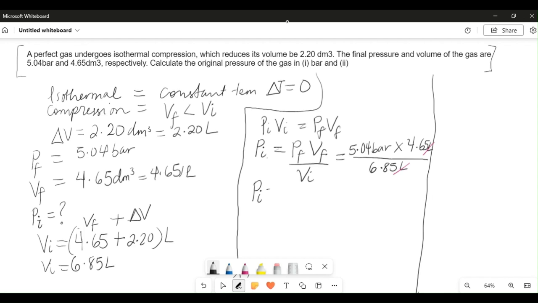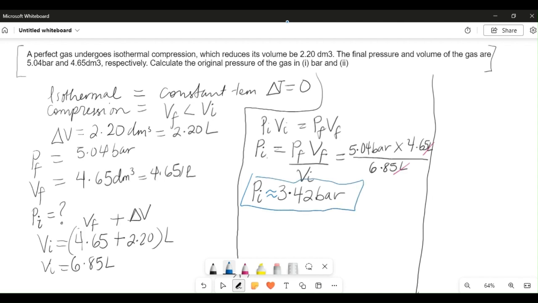So the initial pressure is going to be 3.42 bar. Since our question is in three sig figs, we're just going to round. So this is not actually equal to, this is an estimate. It's actually longer, 3.42131387, but approximately 3.42 bar. So we've answered the first part of the question.